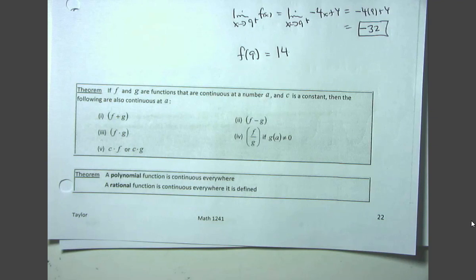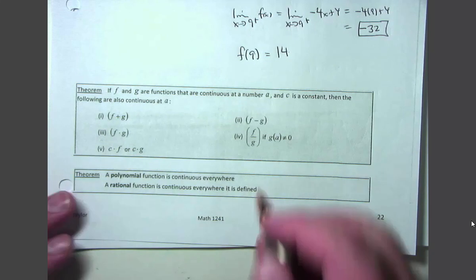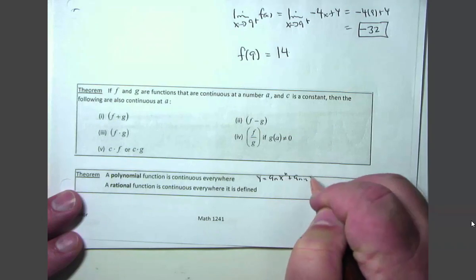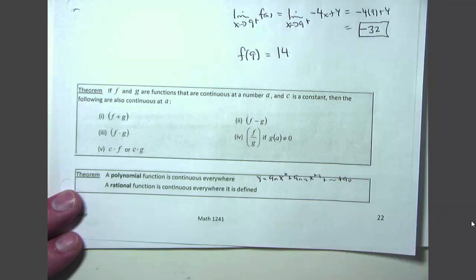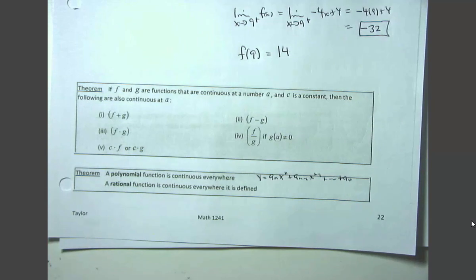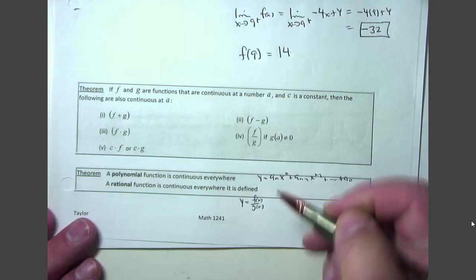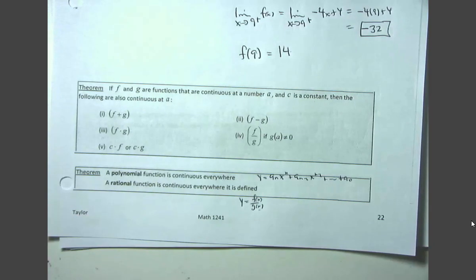Theorem. A polynomial function is continuous everywhere. You know, a polynomial function is a function that looks like this: y equals a sub n x to the n plus a sub n minus 1 x to the n minus 1 plus dot dot dot plus a sub 0, where the a sub i's are your constants and the exponents have to be positive integers. That makes a polynomial. A rational function is a function that looks like this: y equals f of x divided by g of x. Polynomial over polynomial is basically what you get for a rational function. And polynomials are continuous everywhere. That's a classic continuous function.